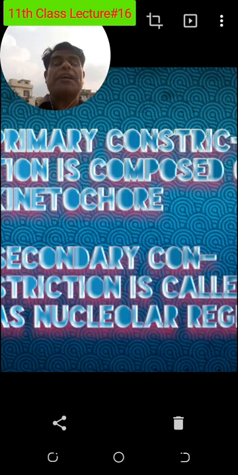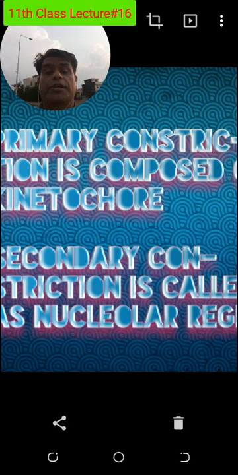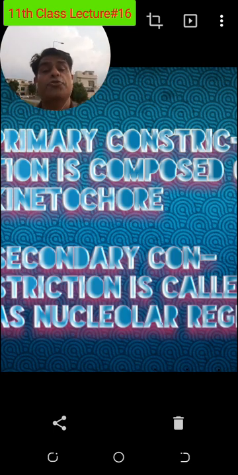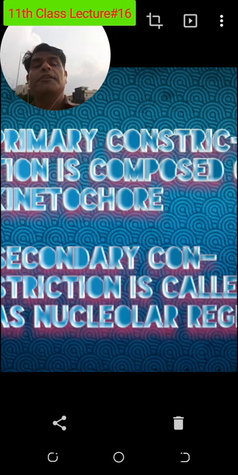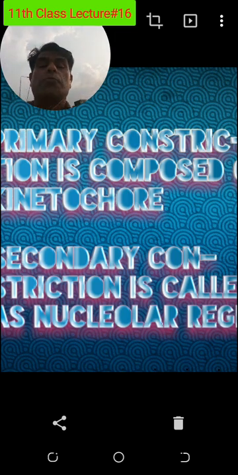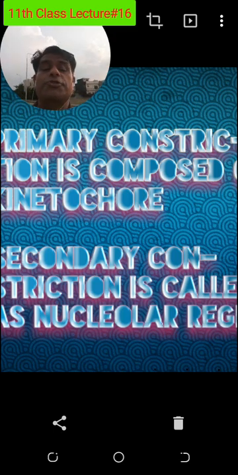So if anybody says chromosome is a conjugated molecule, what is the meaning of conjugated molecule? Two organic molecules are combined in such a way that they look like one molecule. That is an example of a conjugated molecule. So chromosome is a conjugated molecule.